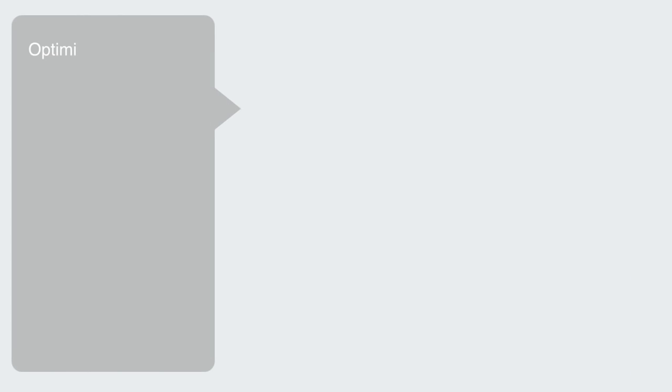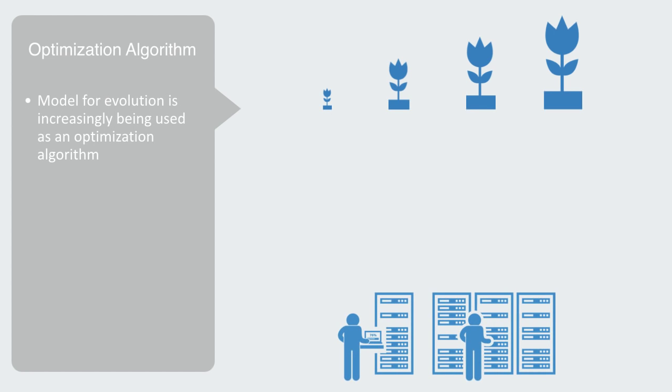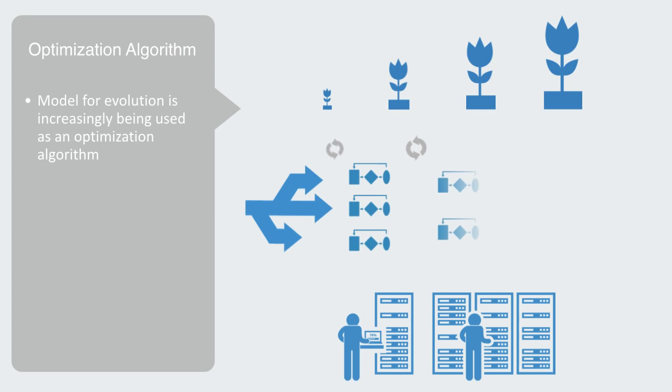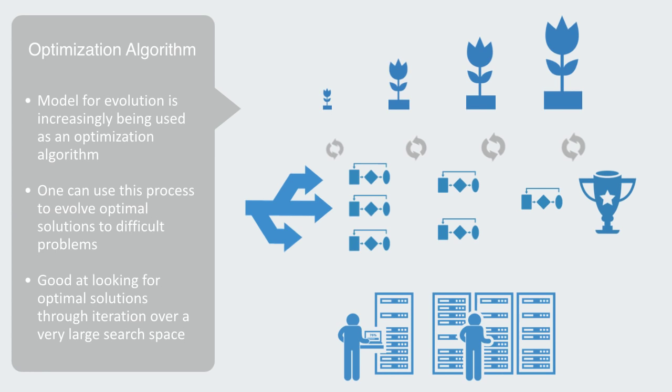Now that we have come to understand this dynamic of evolution, it is increasingly being used as an optimization algorithm in many areas. For example, computer scientists create programs or formulas that compete against one another to solve a problem, the winners being rewarded with offspring in the next generation that then compete again. Over a series of generations, one can use this process to evolve optimal solutions to difficult problems. The resulting method, under the name genetic algorithms, has become a widely used optimization method and a tool for complex systems researchers. Genetic algorithms are good at taking a very large search space and looking for optimal solutions through iteration.